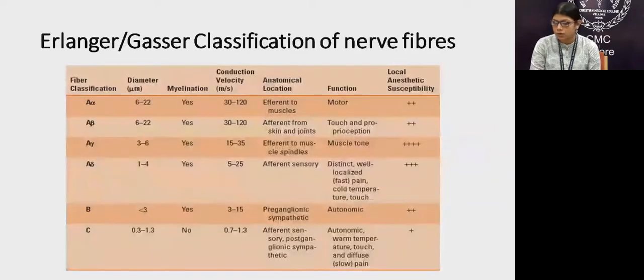So, in peripheral nerves, the various nerve fibers are of types A, B, and C. A is further divided into alpha, beta, gamma, and delta, and each type of nerve fiber subserves different functions. A alpha fibers are predominantly involved in motor functions, A beta fibers for touch and proprioception, A gamma for muscle tone, A delta for pain and temperature, B and C for autonomic, and C is also for temperature and touch as well.